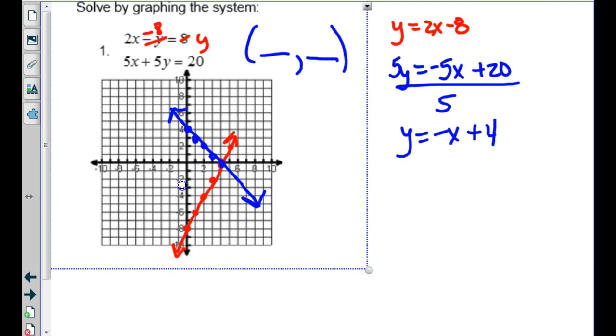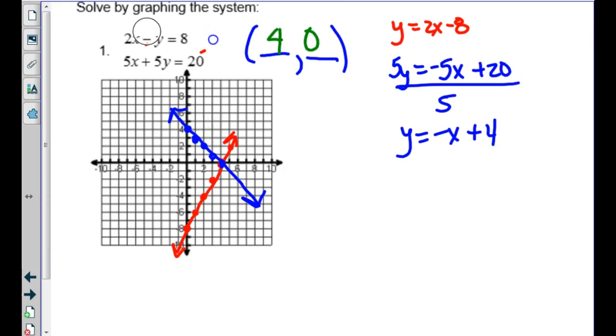Anybody figure out where they think they're intersecting? 5, 0? You think 4, 0? How would we check that we did that right? Guys, this is important because you don't want to miss this over something silly. How do you check? Yeah, plug in 4 and 0 and see if it works. 2 times 4 is 8 minus 0. Check. 5 times 4 is 20, plus 0 is 20. Seems okay. It has to work in both. Otherwise, you mess something up. We good?